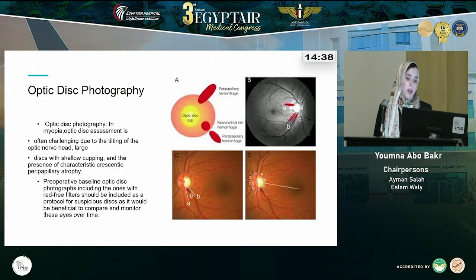Another thing that's often missed and we don't do is optic disc photography. Optic disc photography is particularly important in myopia because it's often challenging to assess a myopic disc due to tilting of the optic head, a large optic disc with shallow cupping, and the presence of characteristic peripapillary atrophy. Preoperative baseline optic disc photography includes one with red-free filters, so we can compare and assess a suspicious disc as well as monitor the discs over time.